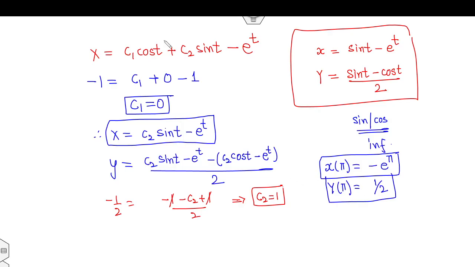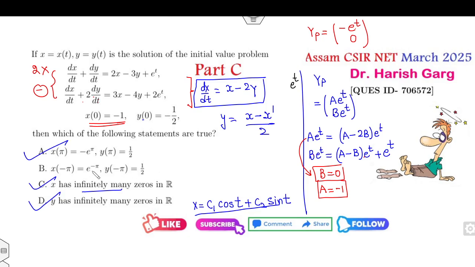X of minus pi. What is the value of the x of minus pi? Sine pi again 0. It is minus e of minus pi, but it is e of plus pi. So the right answer is A, C and D are the right answers of the problem.